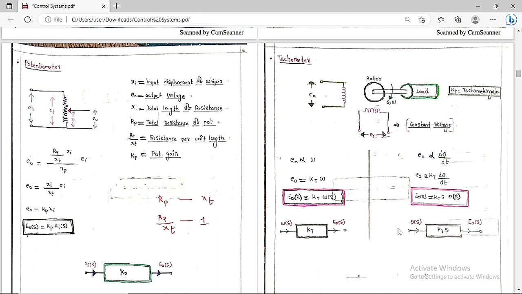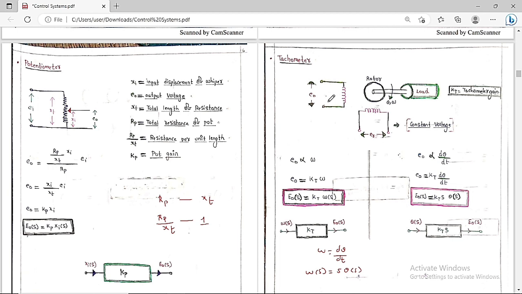You know omega is equal to d theta by dt. If we apply the Laplace transform, we get omega of s is equal to s into theta of s. So you can write it in this fashion also, and still we get the same result. If we replace omega of s by s into theta of s, we get the same relation. Here the input is the angular velocity and the output is the voltage.